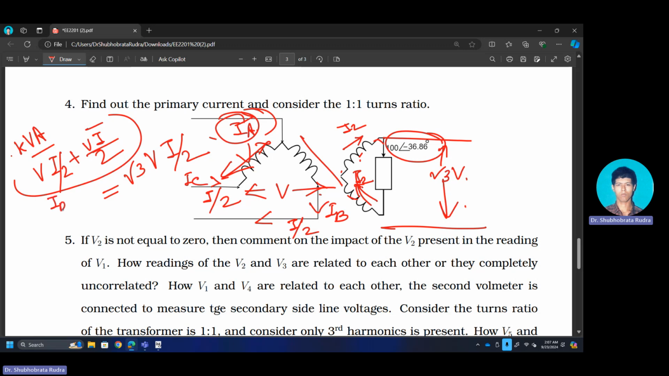Clearly, IB and IC are okay. Magnitude wise, at least we can say I by 2, I by 2. But what about IA? That is a big question. Think about it. The correct answer, I'm just giving you a small hint, will be greater than 1.